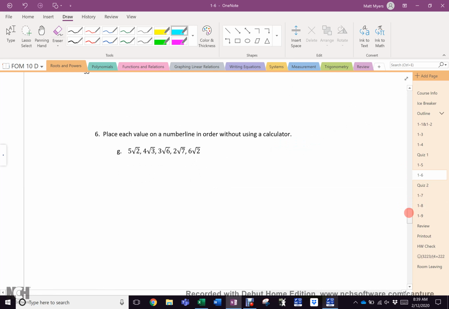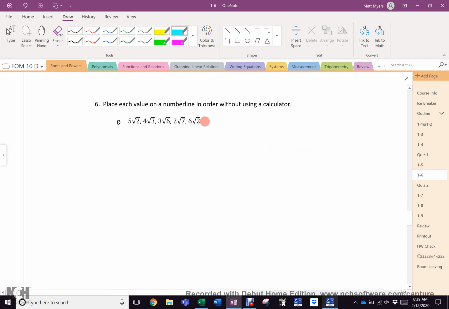So this is tricky. I want you to put these on a number line. So the smallest number is where? On the left, and the biggest number is to the right. Now, I'm also telling you not to use a calculator. I have given you two ways that you can put these in the right order. There are two ways you could do it without using your calculator. Everybody try. Go.